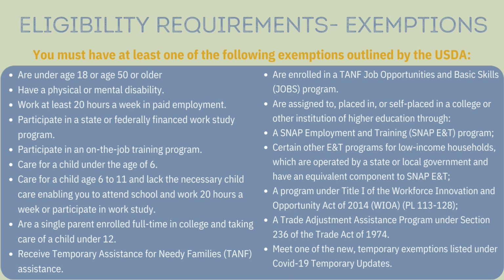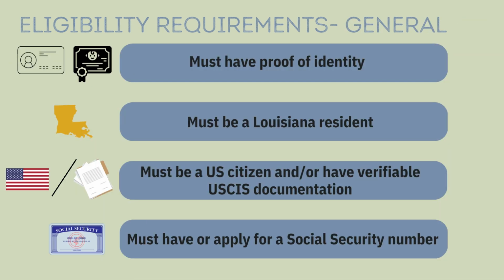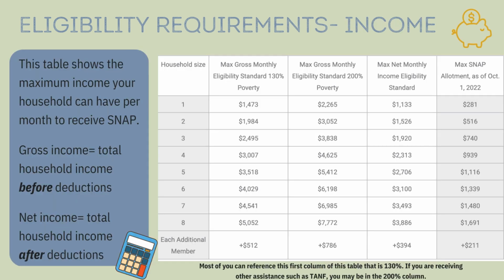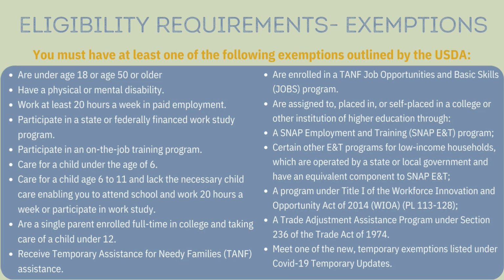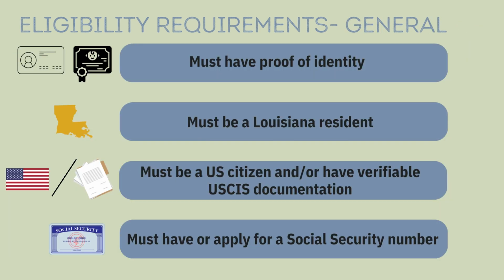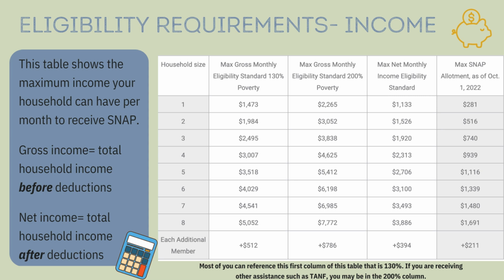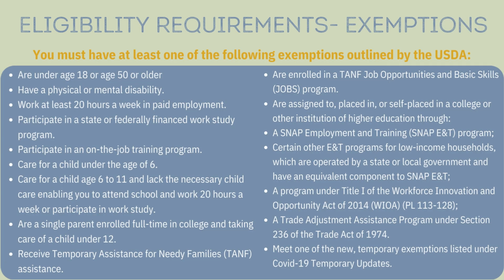So next is these exemptions that I brought up. First we went over this slide here, which was general requirements. If you meet all of these, great, you're on track to start your application. If you meet the income requirement, you're still looking great for this application. And then the final thing that we need to see if we should apply is that you meet one of these exemptions. So we need to have all 3 of these things: the general requirements, the income requirement, and an exemption.